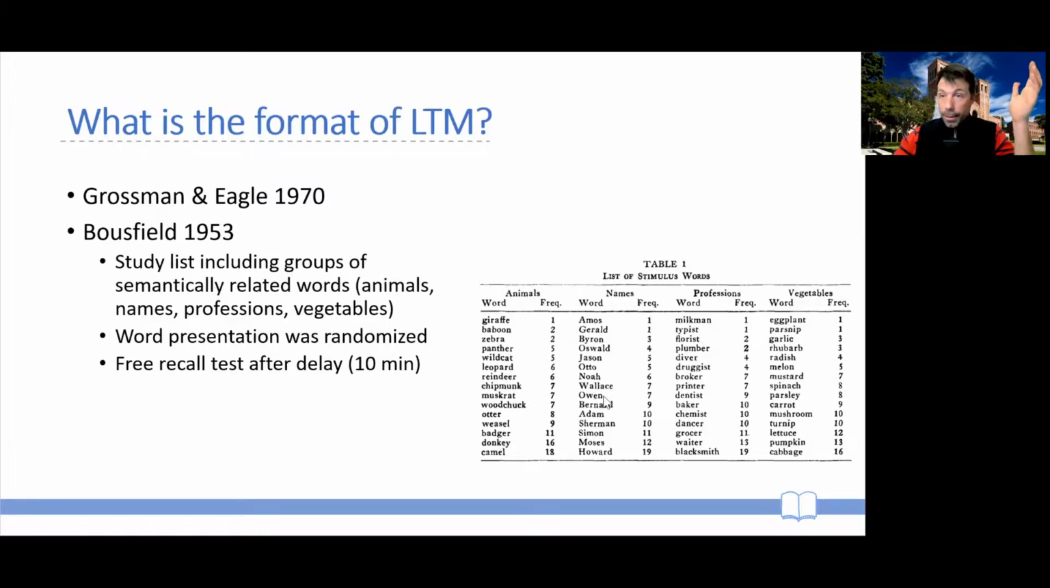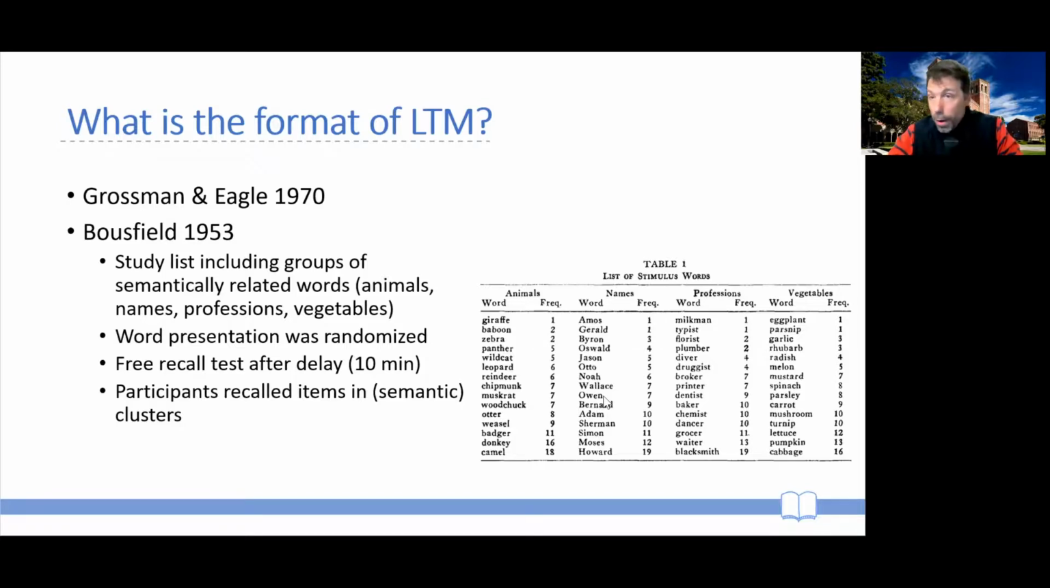Then after a 10-minute delay period, and this was again to ensure that this would be a test of long-term memory and not of short-term memory, participants would be asked to just free recall as many words as they could. So it doesn't matter what order, just tell me all the words you remember. Turns out, participants recall items in semantic clusters, meaning they seem to have a tendency not to recall words in any random order, whatever comes to mind, but to typically recall words from a similar category.